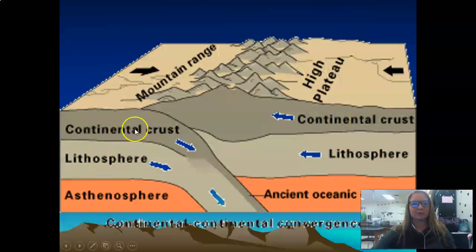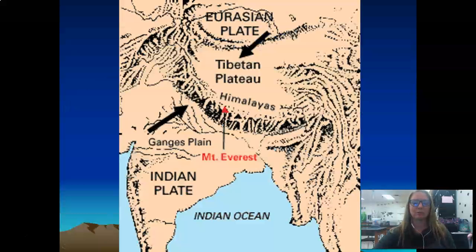And so here's an example: continental crust, and we have a mountain range. Mount Everest is a great example of this. The Rocky Mountains are a good example of this. The Andes Mountains in South America are a great example of continental crust being pushed together to create these folded mountains.